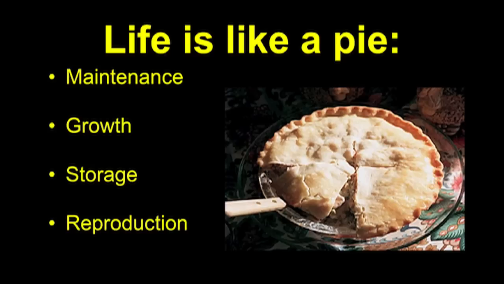A third component of the pie is storage, often in the form of fat. Now, you may have a hard time thinking of fat as being an adaptive feature of your life history, but that's because we're inclined to make more deposits than withdrawals. For most organisms, fat, in fact, is a very important feature of the life history. And the reason is because resources are not always abundant. Fat is a way of establishing a savings account, of taking resources when they're abundant and saving them for a later point in time when they're not abundant. Finally, the fourth slice of the pie is reproduction.